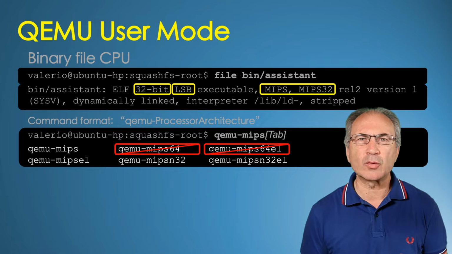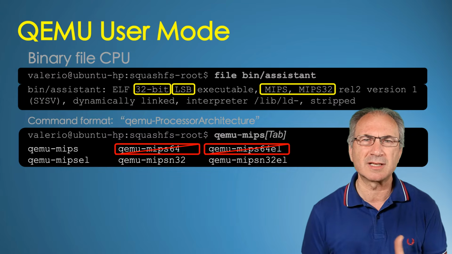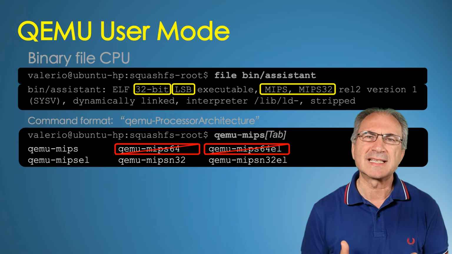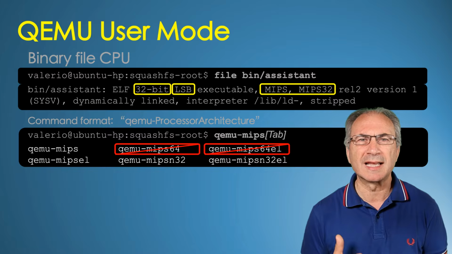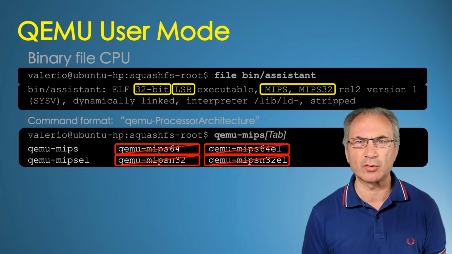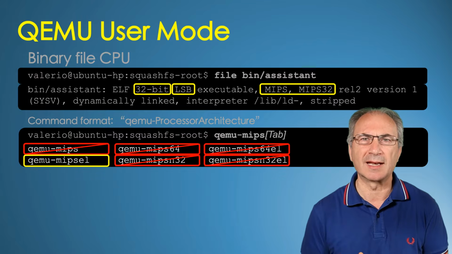The N32 architecture is a specific MIPS architecture that has most of the 64-bit capabilities, but uses 32-bit data structures to save space and processing time, and it's not our architecture. We have an LSB, or Little Endian, architecture, so we have to use qemu-mipsel.